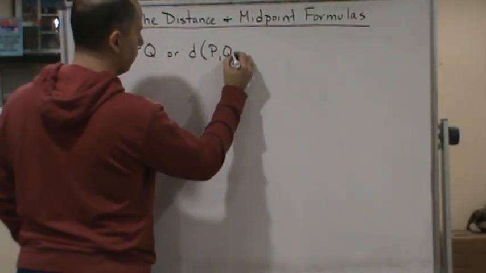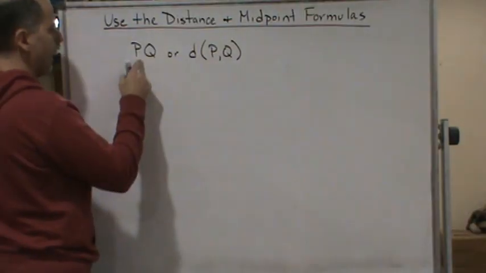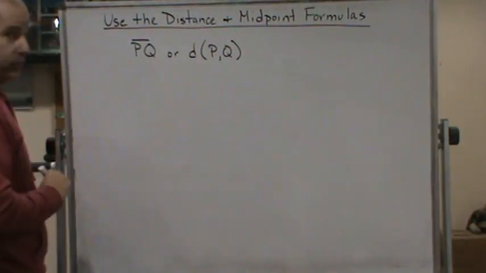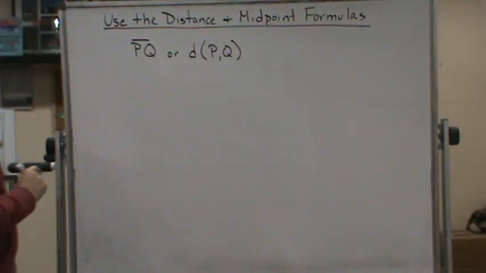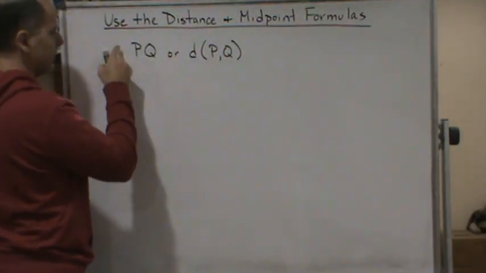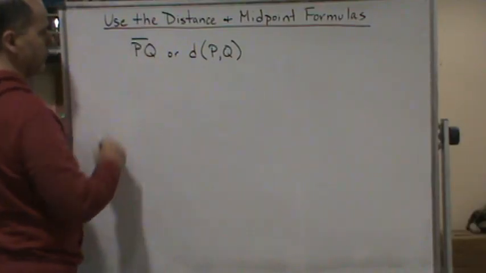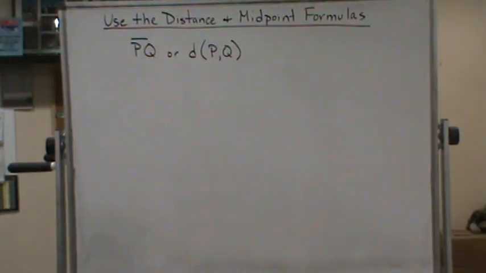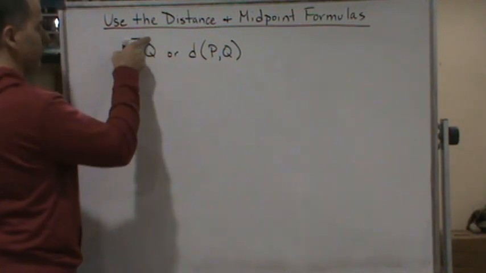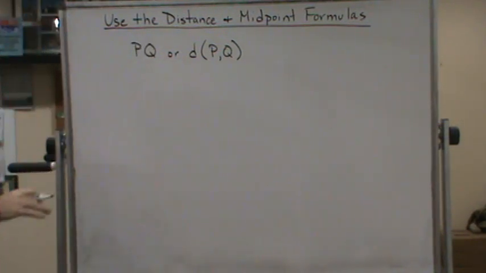P comma Q, okay? Or sometimes we put a line segment bar, you saw me do that. But again, a lot of times we just, because this represents the line segment, PQ, but sometimes we draw the actual symbol of a line segment above it, okay? But that's how we denote distance between 2 points, okay?